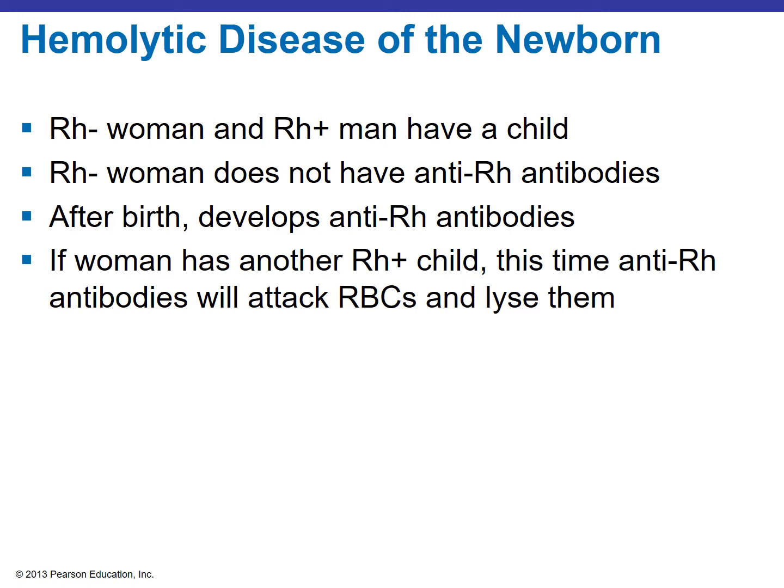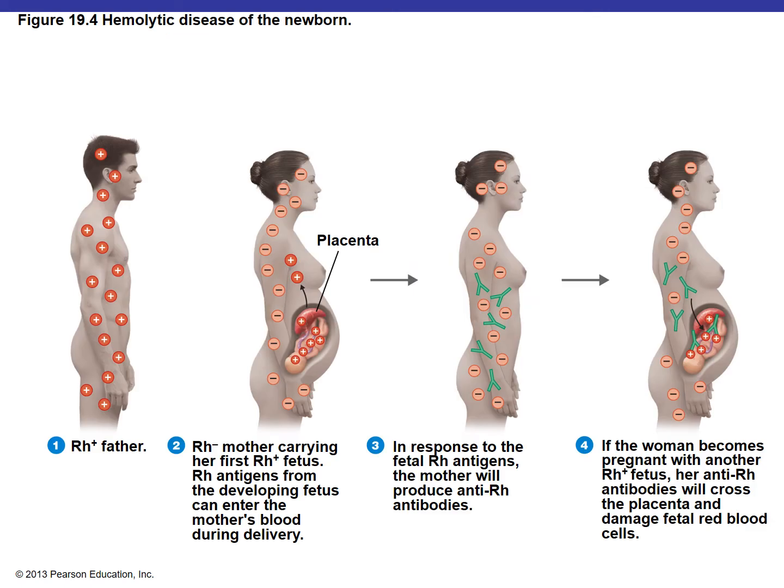This can actually be prevented. Here's the diagram right here. The Rh minus woman and the Rh positive man have this child, which is Rh positive. Upon birth, the mother would be exposed. This is the sensitization reaction, and she would produce these anti-Rh antibodies. And so now, when she has a second child that is Rh positive, her antibodies would be attacking the red blood cells of that child and causing fetal red blood cell damage.